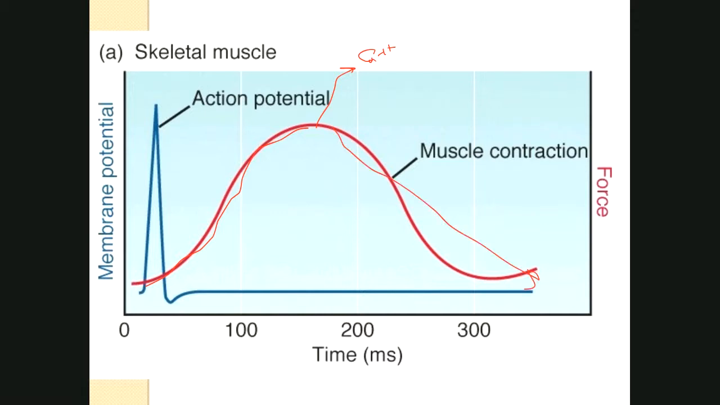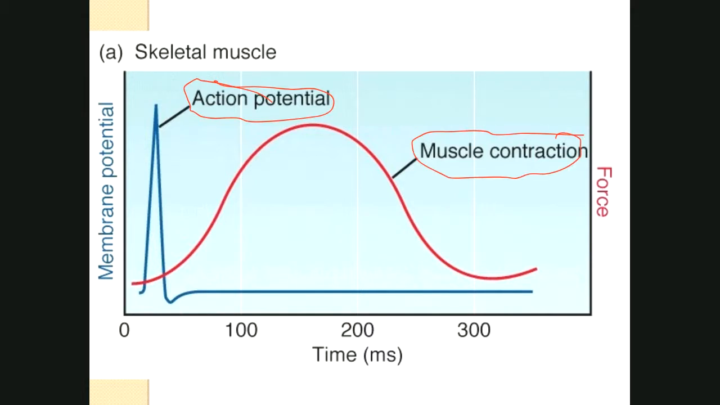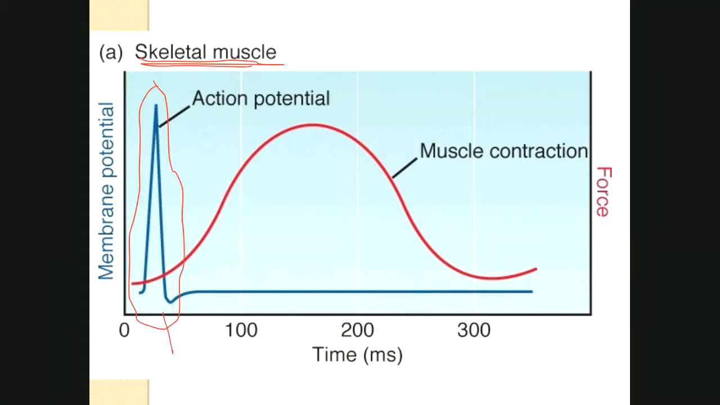So the action potential causes the muscle contraction. Everybody remember that? But when we look at skeletal muscle, look, the action potential is basically finished. It's done before the contraction ever even gets going.